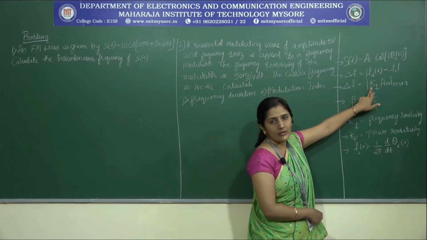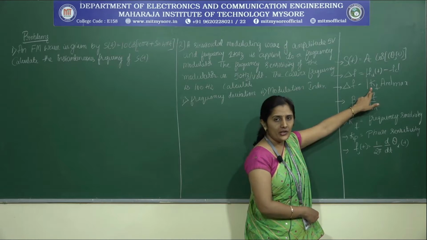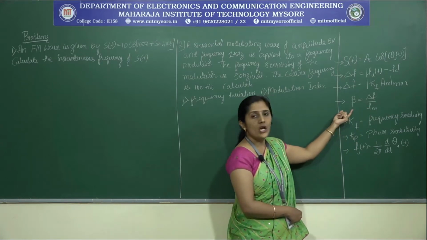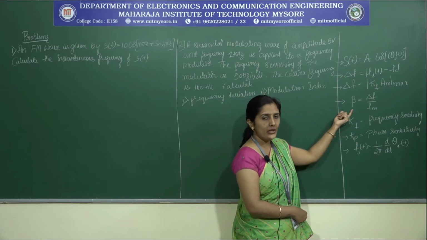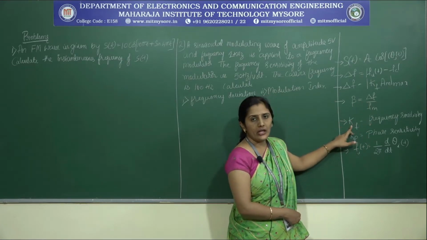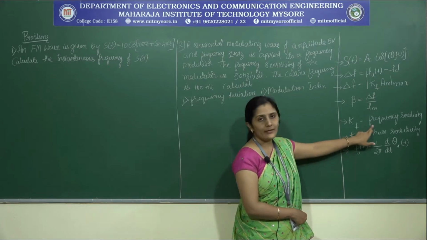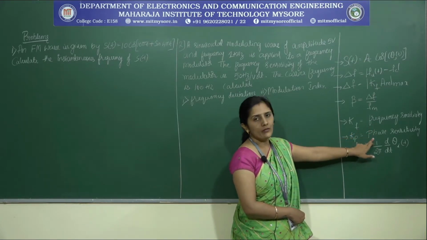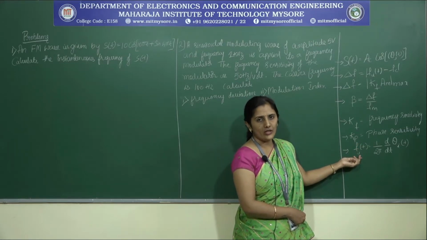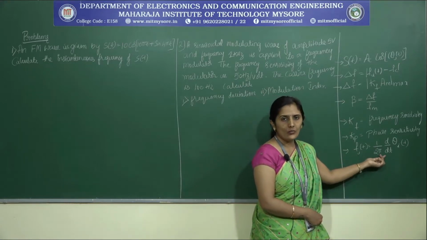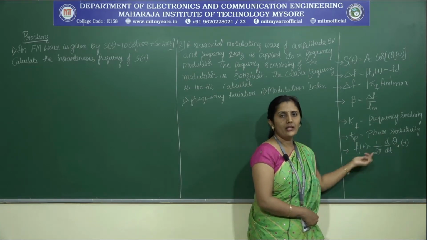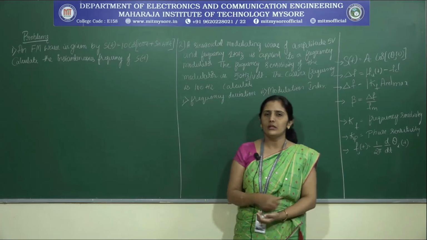Here k f we have already seen, that is nothing but the frequency sensitivity. So k f into Am max. And this is the modulation index for the angle modulation: beta is equal to delta f divided by fm. And we already know k f and k p. So this is the frequency sensitivity and this is the phase sensitivity. To represent the instantaneous frequency, f i of t is equal to 1 divided by 2 pi times the differentiation of theta i of t. So altogether, keeping these formulas, we are going to solve the problems.